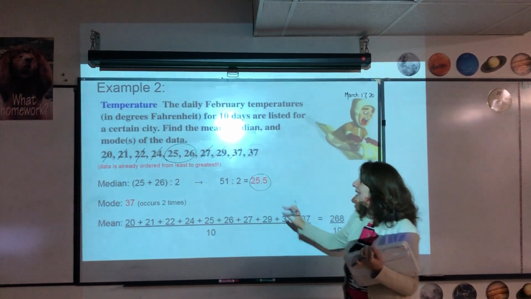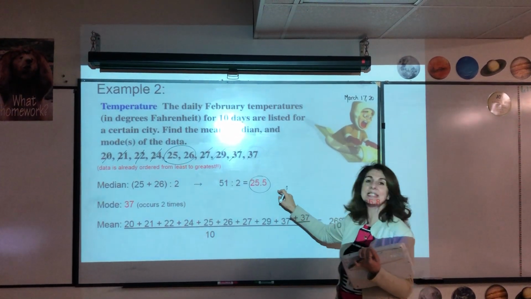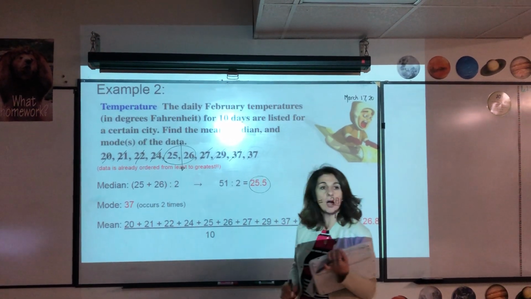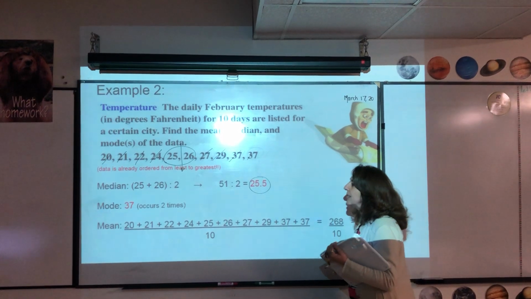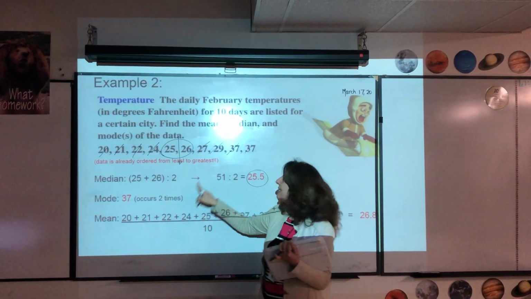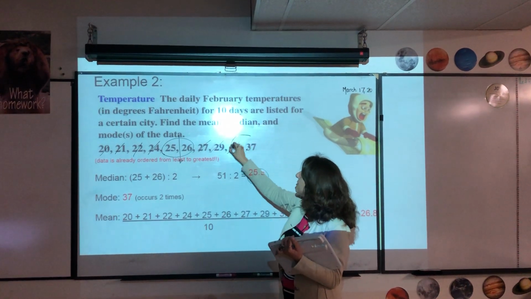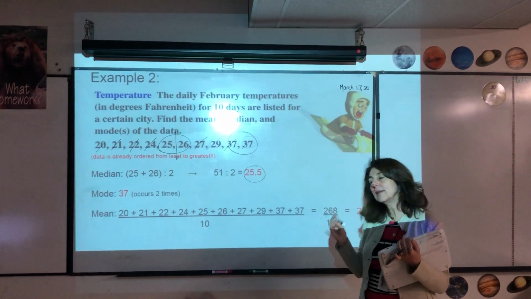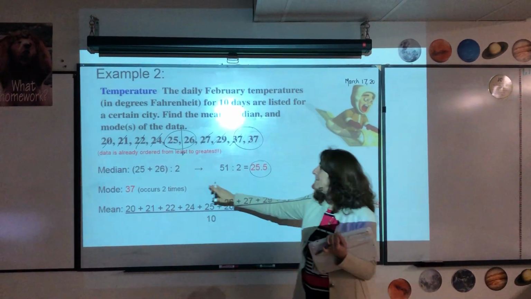25.5 is the median of this data, which is the number that is right in the middle of the information I have. The mode. The mode is the number that occurs more times. In this case, for this set, 37 appeared twice. So this is the number that is going to be my mode.